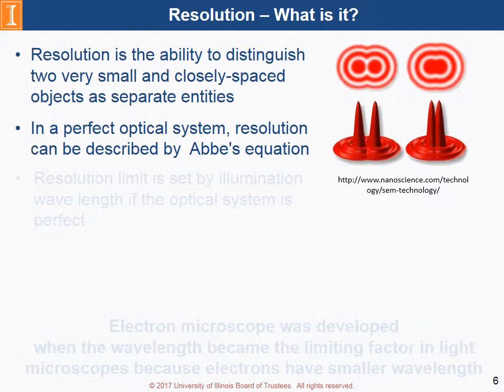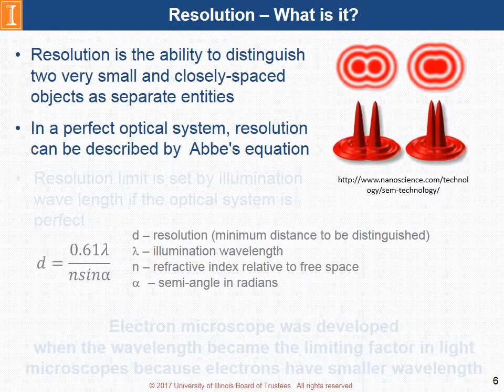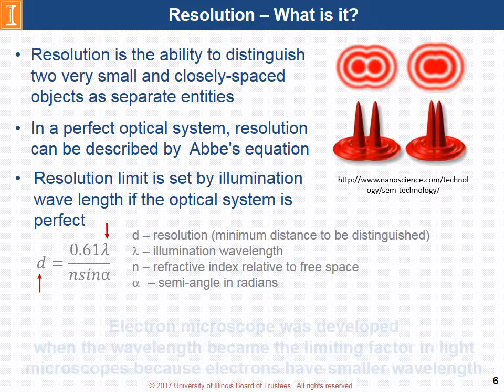In a perfect optical system, the resolution can be described by Abbe's equation. We can see that d, which is the minimum distance to distinguish, is directly proportional to lambda, which is the wavelength of light. Therefore, the smaller the wavelength, the smaller the d, the higher the resolution. In other words, in a perfect optical system, the resolution limit will be eventually set by the illumination wavelength.